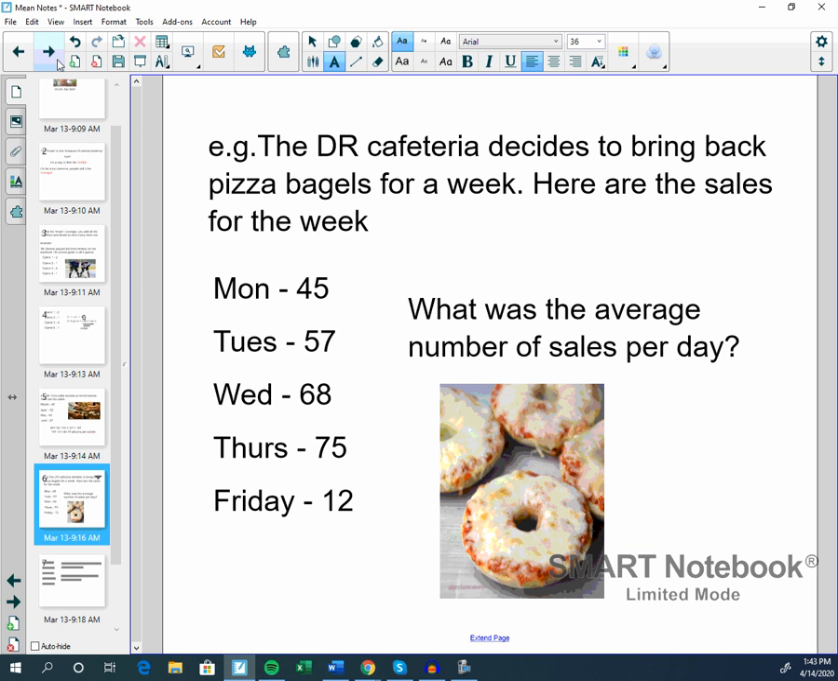The cafeteria decides to bring back pizza bagels once per week. Here are the sales for the week. So Monday, only 45. Tuesday, 57 because people start finding out about it. Wednesday, 68. Thursday, 75. Sales are looking good. Uh-oh. Only 8 on Friday. What was the average number of sales per day?